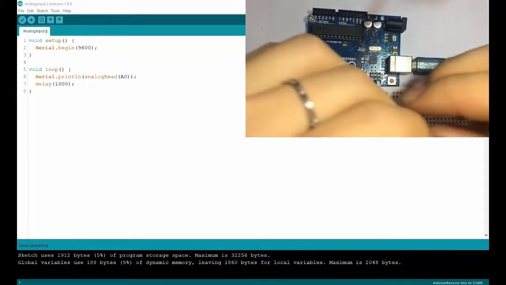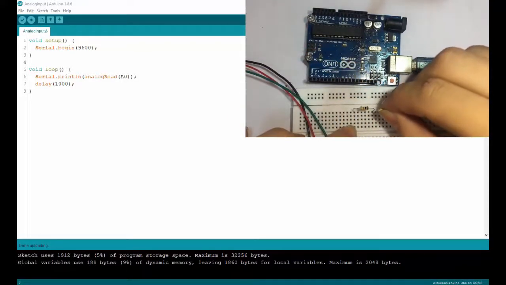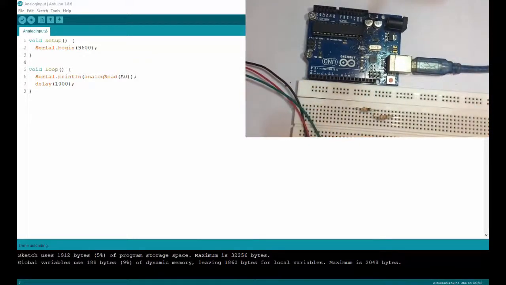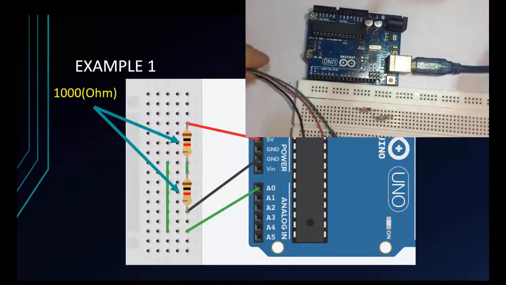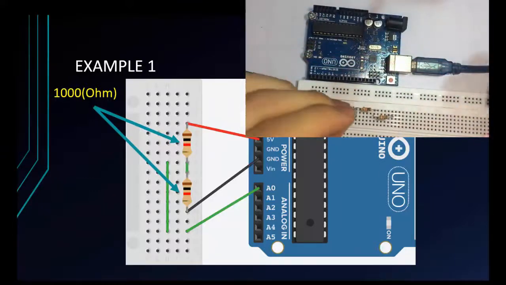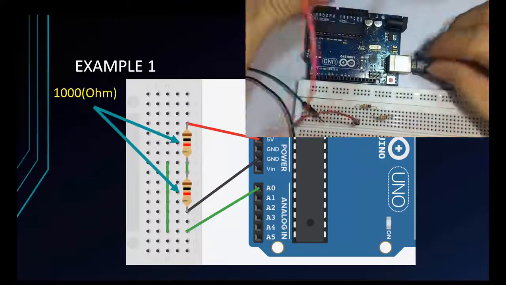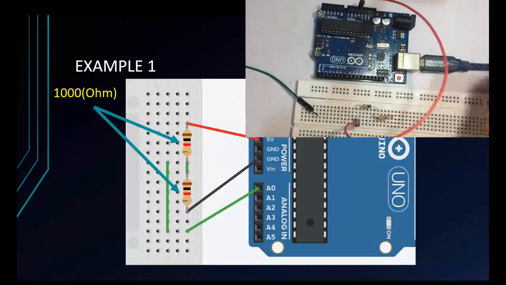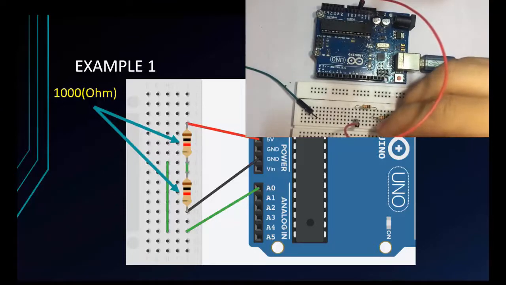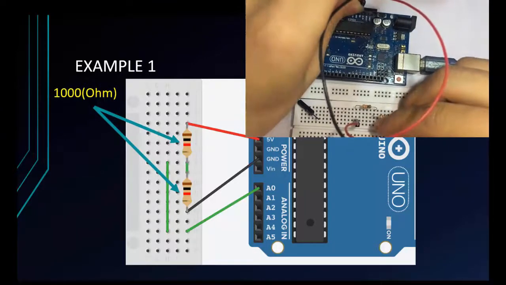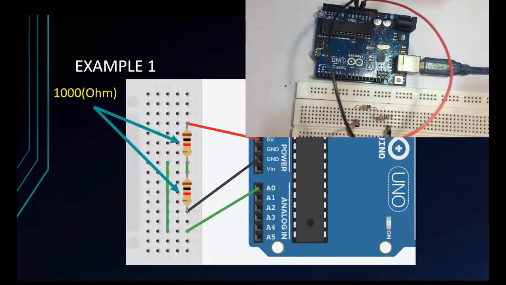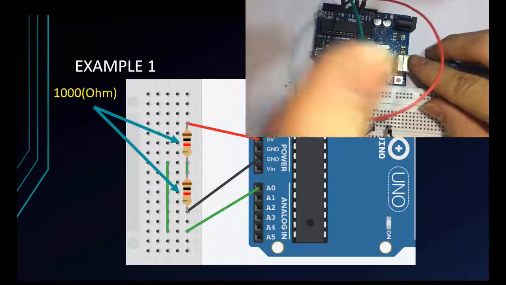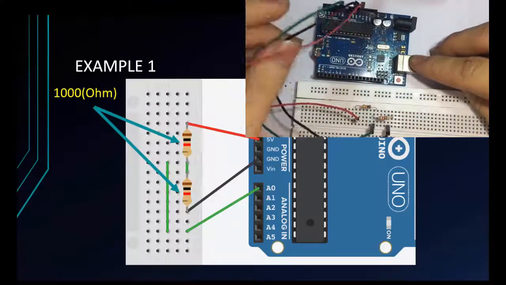First, second, like this. Okay, like the diagram. And the red wire I will use for 5 voltage. And the black wire I will use for GND. And the green wire I will use for the input. I will plug it to the A0 pin.